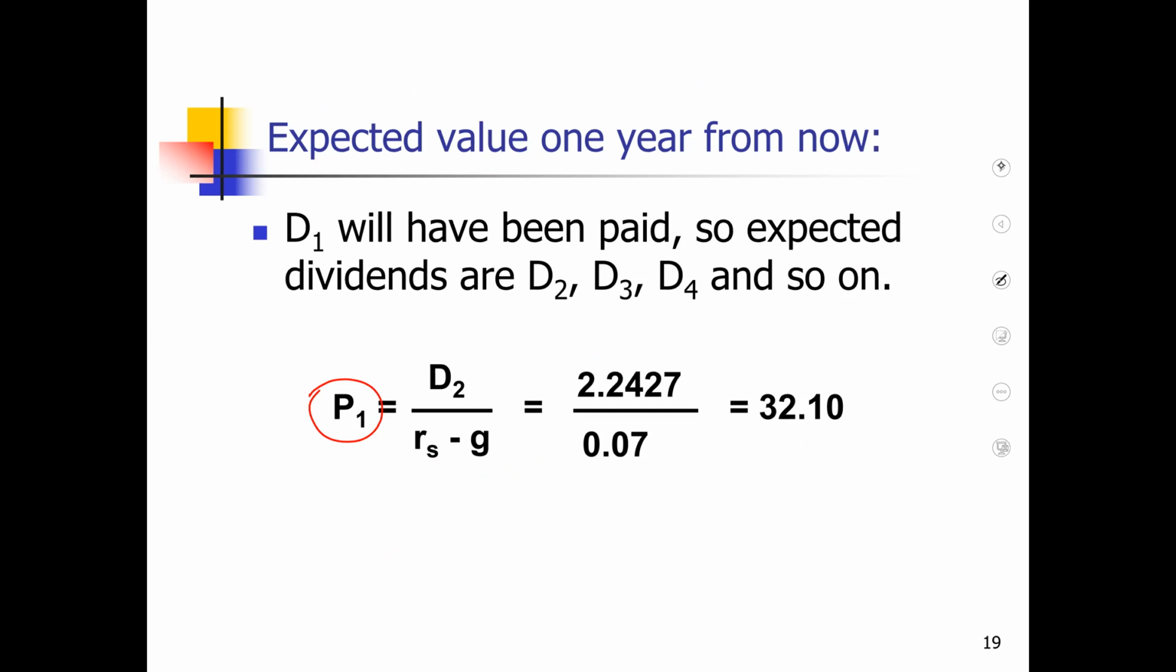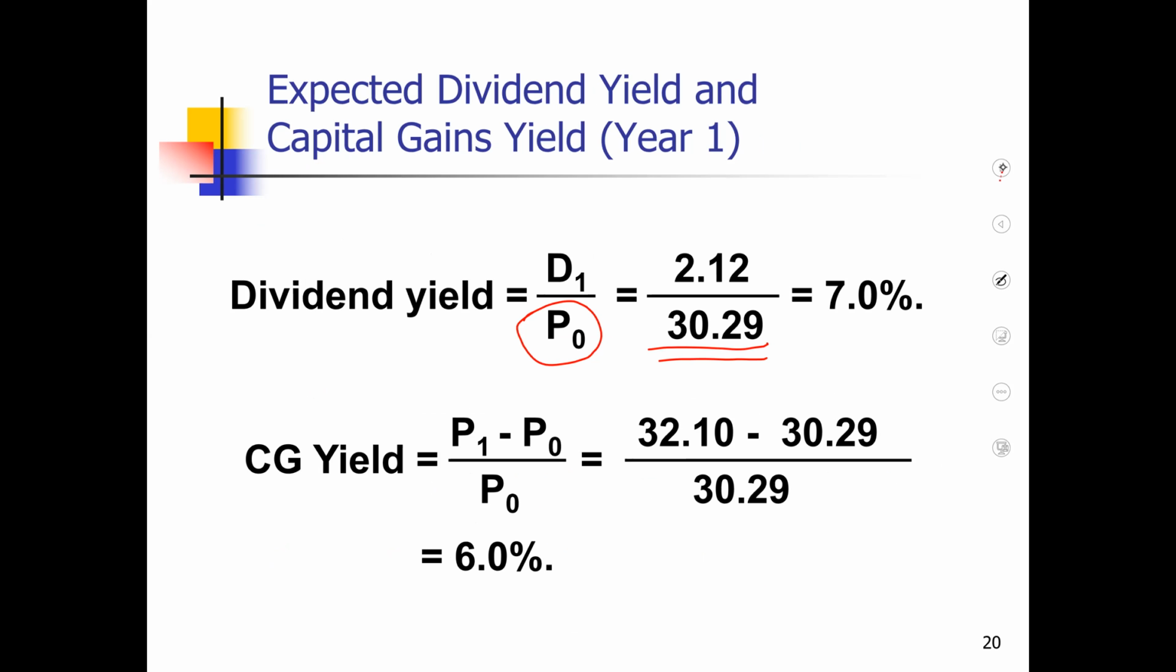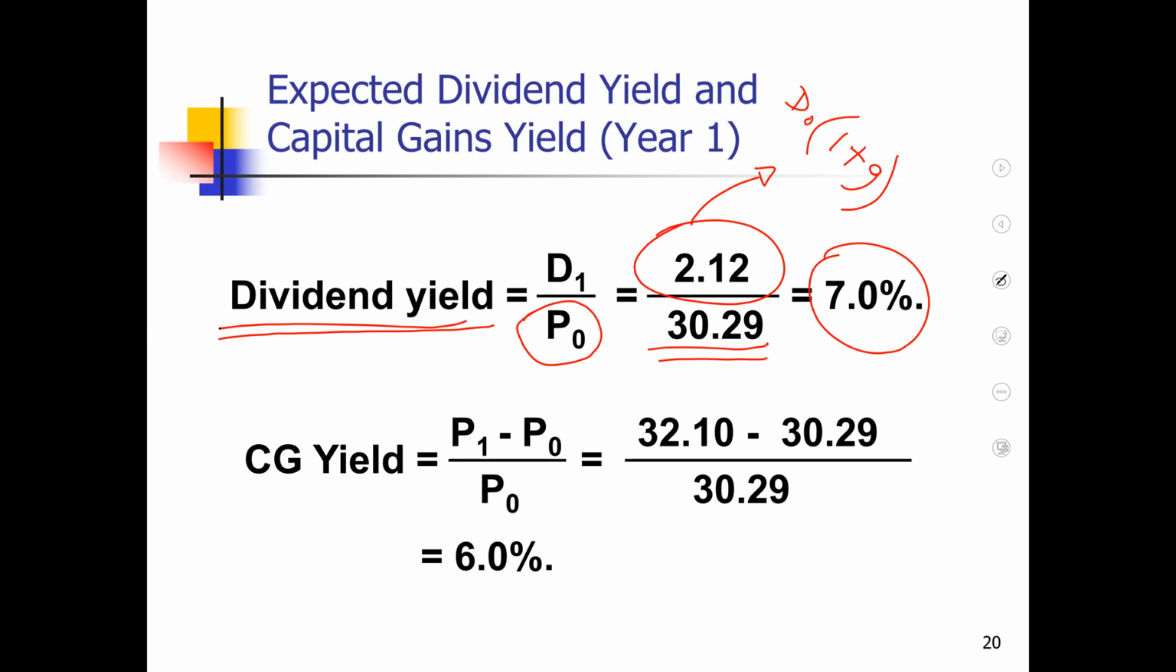We can calculate that. Here D1, D2 you can calculate. See, D1 we identified as 2.12, and it can be calculated as D0 into 1 plus G. Then to earn this 2.12 dividend, investors should invest 30.29. As a rate, it's about 7%. That is known as dividend yield.